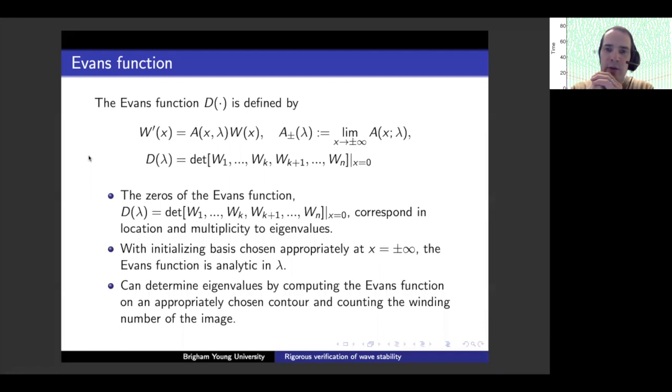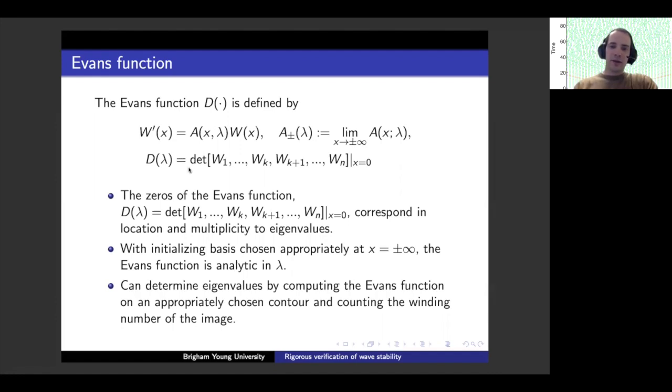And if that determinant's 0, it corresponds to there being a linear combination of those bases connecting the left and right end states. So it corresponds to an eigenvector. And the lambda value for which that happens, for which D of lambda is 0, corresponds to the eigenvalue. However, if we're careful to initialize the basis of the Evans function in an analytic way, depending on lambda, then that basis varies analytically, and so the Evans function varies analytically in lambda. So it's analytic, and we can use winding number computations.